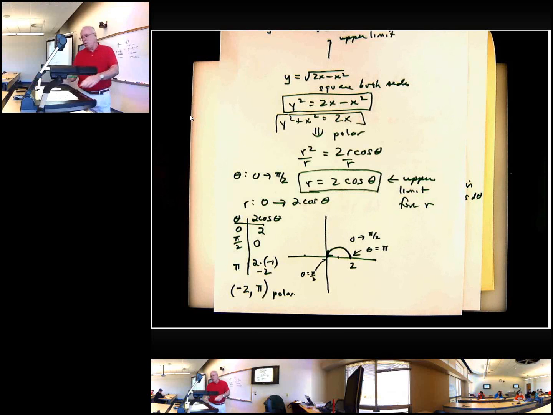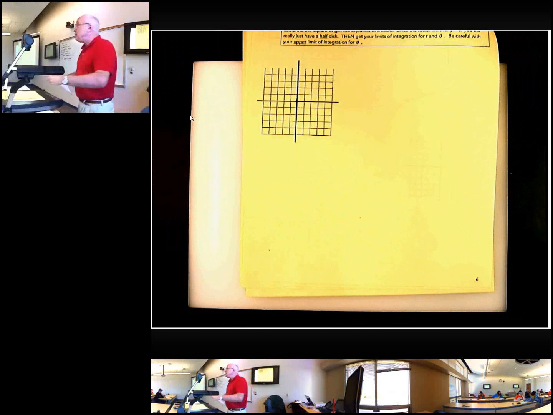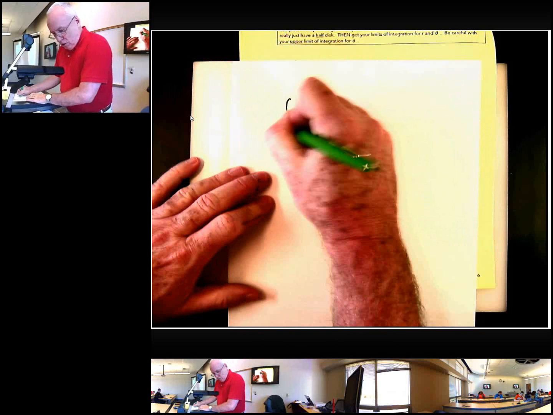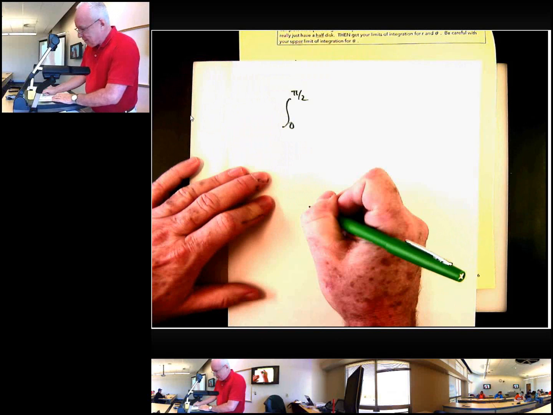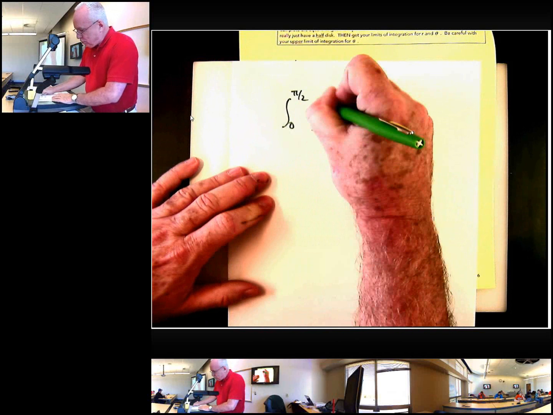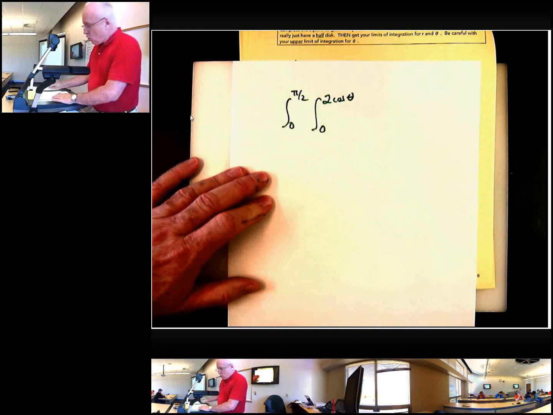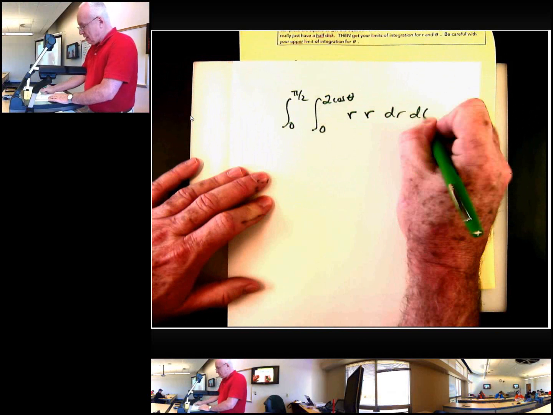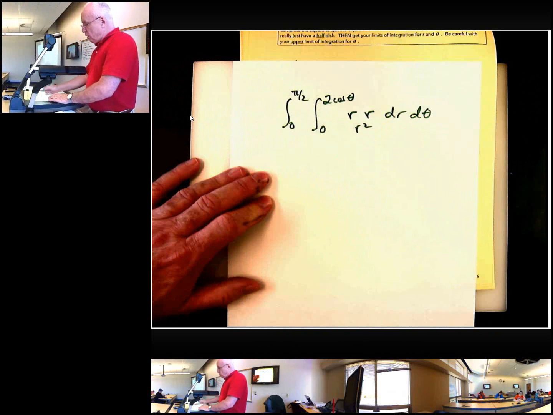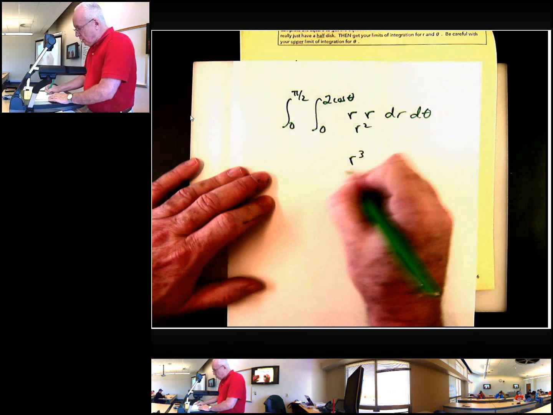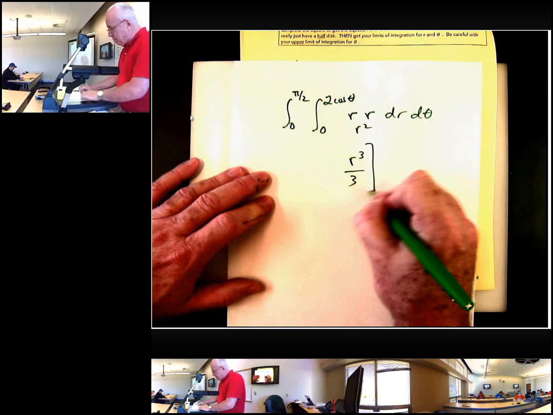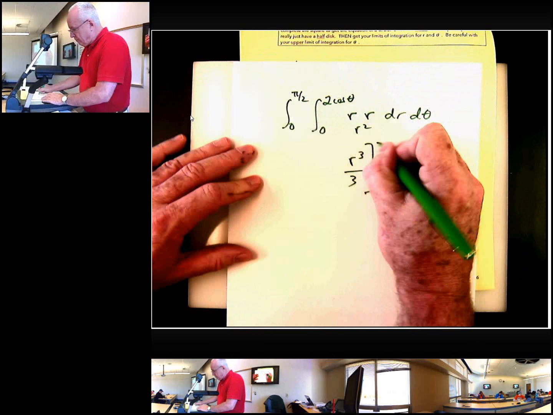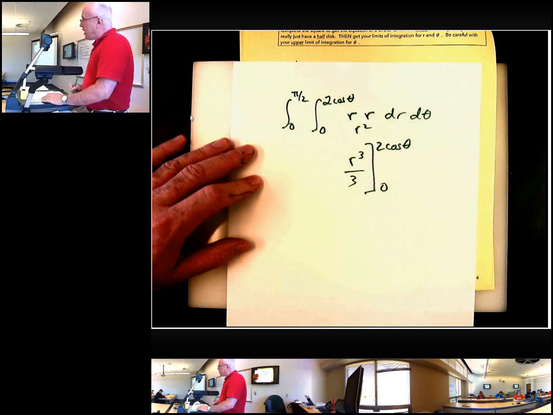Wait a minute. Hold it. I might as well just do the whole problem. I'll be nice. Theta goes from 0 to pi over 2. R goes from 0 to 2 cosine of theta. We're integrating r, and then we add the r d theta. This, of course, is r squared. We're integrating r squared. That's r cubed over 3. I have to then apply my limits of integration, 0 to 2 cosine of theta.